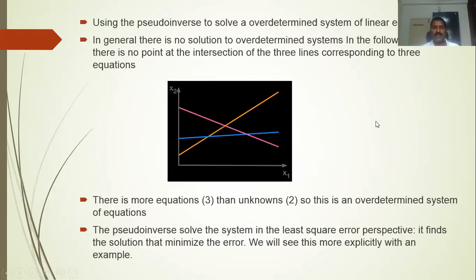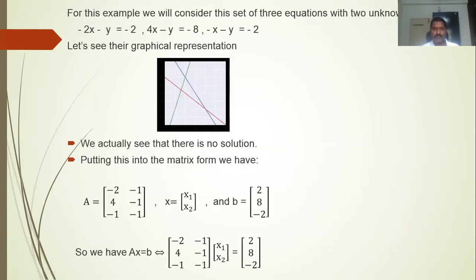Here is an example, right? There are three equations in two variables. So this is an overdetermined system. And we can clearly see here, it has no solution, right? Now we see how to use a pseudo inverse to solve such a system of linear equations, an overdetermined system, in a least square error perspective, right? This is what graphically no solution means. So we'll see the pseudo inverse there.